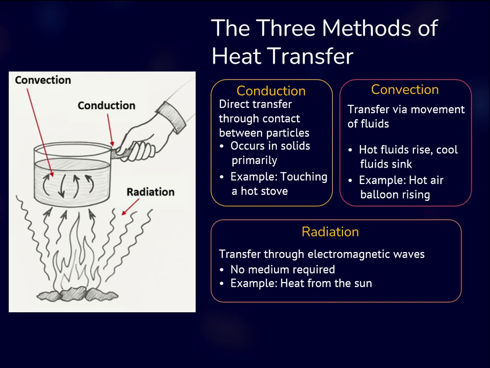All three methods may be happening simultaneously. For example, in a firework, conduction heats the shell, convection carries the hot gases upward, and radiation spreads light and infrared heat to your skin.